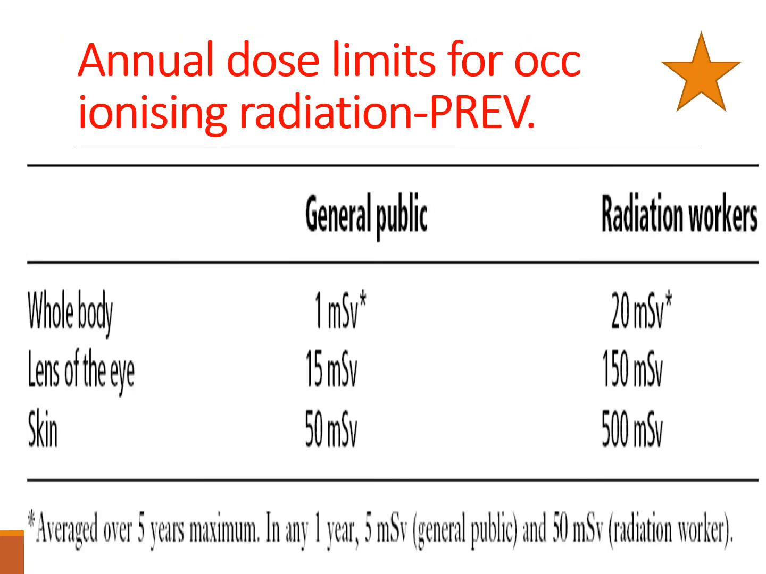Annual dose limit for occupational ionizing radiation. This is important for the general public and for the radiation workers. Whole body: for the general public 1 millisievert, for workers 20 millisievert. Lens of the eye: 15 millisieverts for general public, 150 millisieverts for radiation workers. Skin: 50 millisieverts for general public, 500 millisieverts for radiation workers.